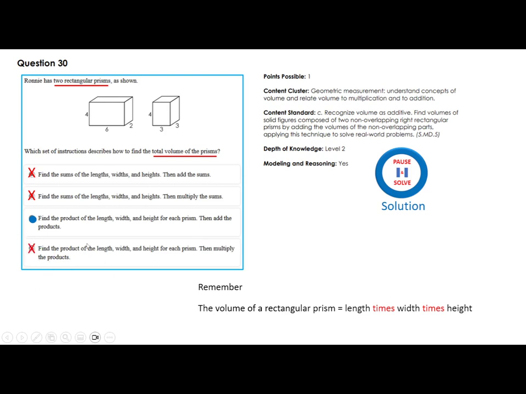Now, they did not ask you to do the math here, but if you want, what's the volume of this one? It is 6 times 2 times 4, this one. So 48, and 36, and you add them, you get 84.